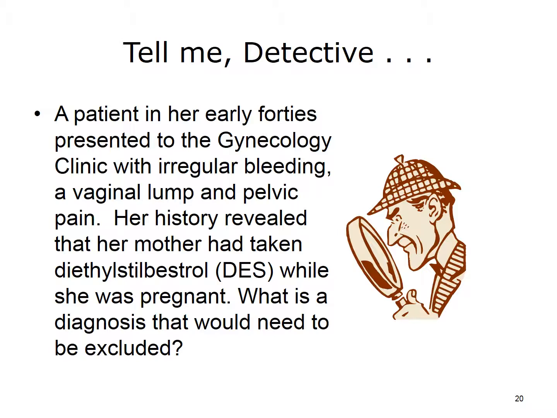Did you guess vaginal cancer? The risk factors for vaginal cancer include being over age 60, having HPV, and having a mother who took diethylstilbestrol, or DES, while pregnant. The symptoms of vaginal cancer include bleeding that is irregular, lumps in the vagina, and pelvic pain. Treatment options include surgery, radiation, and chemotherapy.